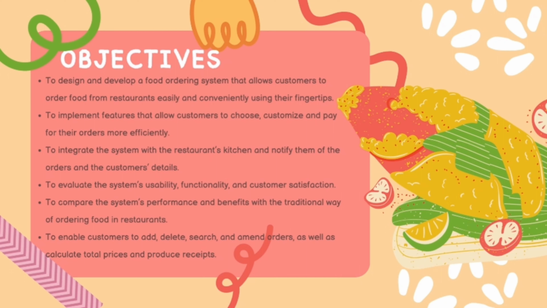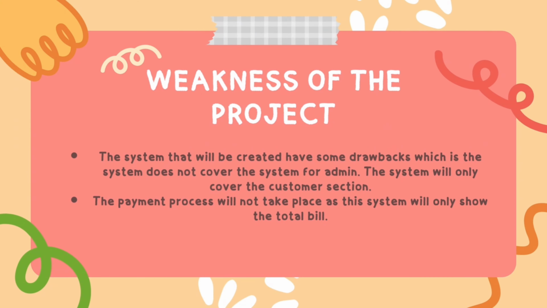On the other hand, to evaluate the system usability, functionality, and customer satisfaction. To compare the system performance and benefit with the traditional way of ordering food in restaurants. Last but not least, to enable customers to add, delete, search, and amend orders, as well as calculate total price and produce receipt. Next, we move to the weakness of the project.